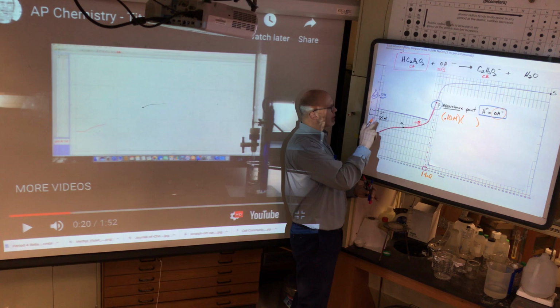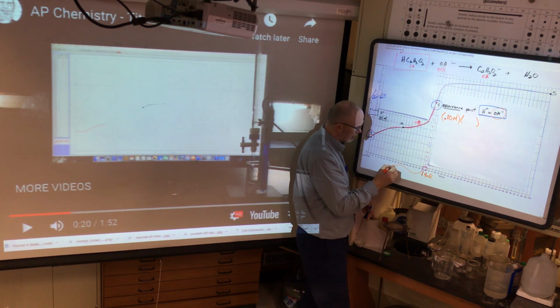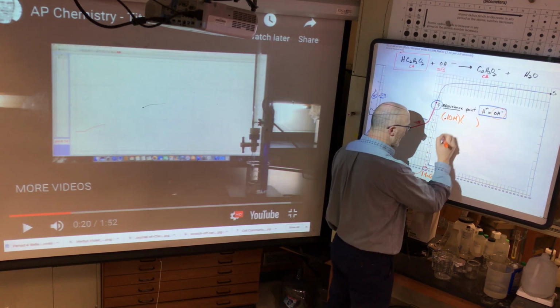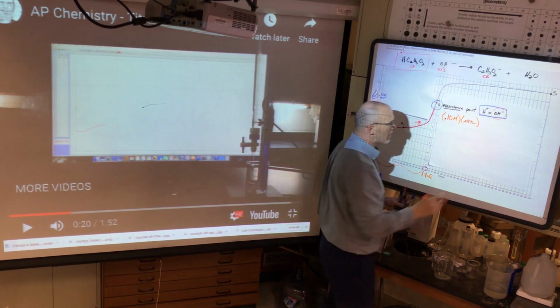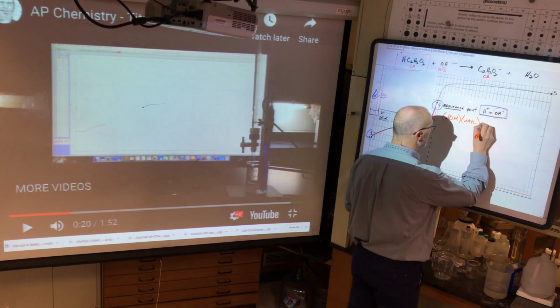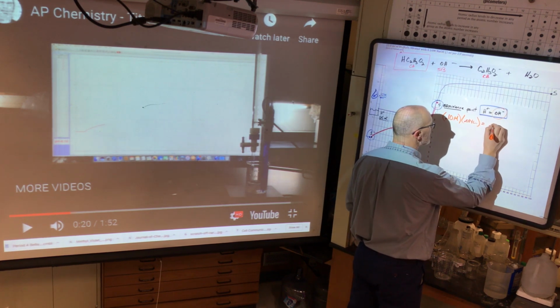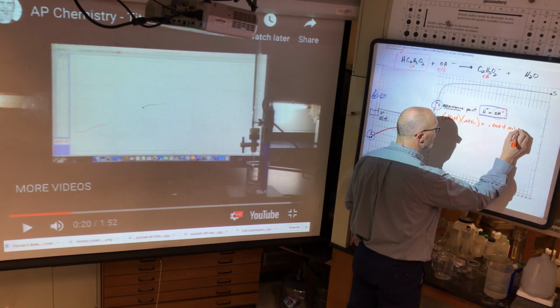So 0.1 molarity, and how much did I have to add? I had to add 14 milliliters, which has to go to liters, 0.014 liters. Molarity times liters. So I multiply that through, and what I get, party people, is 0.0014 moles.